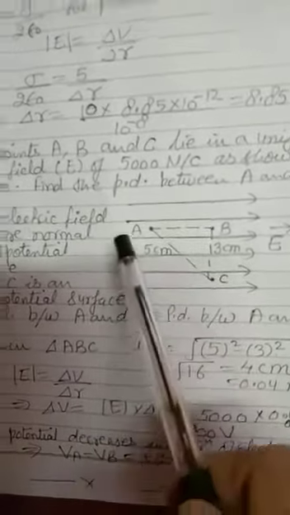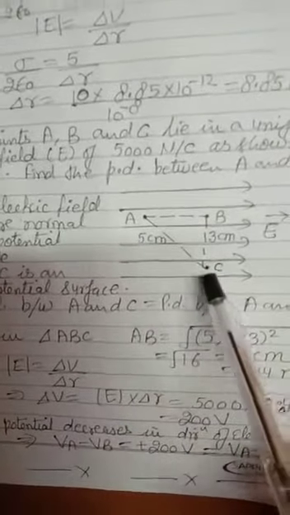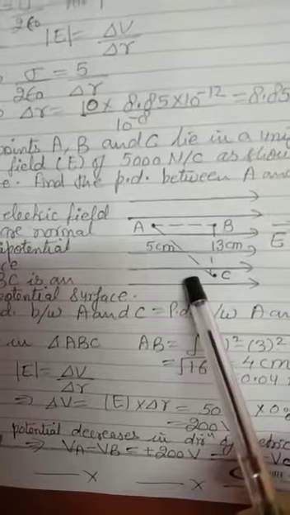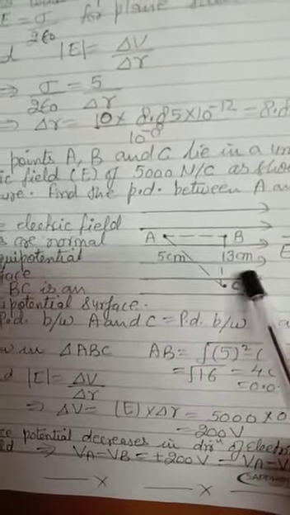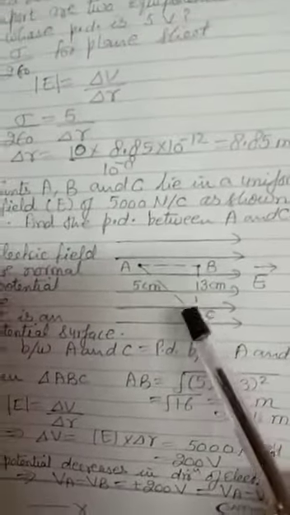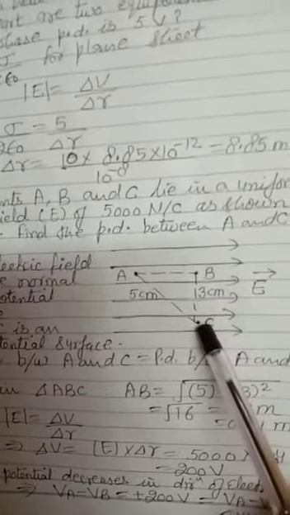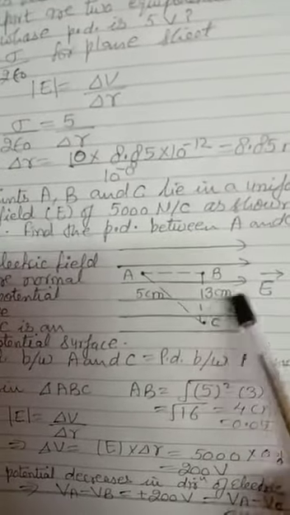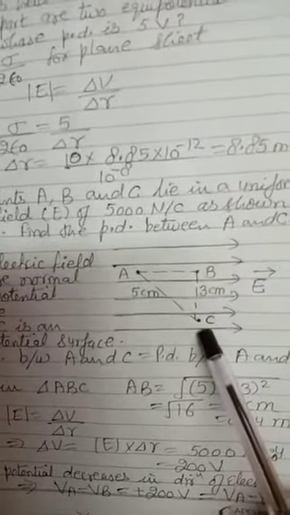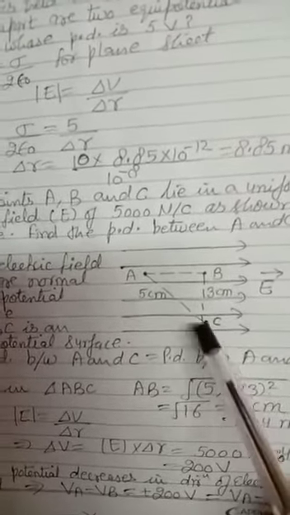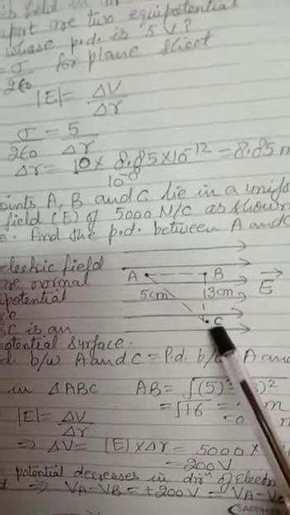And in the last question, the electric field is given and three points A, B and C are given. AC is 5 centimeter, BC is 3 centimeter, AB is not given, and we have to calculate the potential difference between A and C. If you see the diagram carefully, the electric field is along the x-axis and BC is along the y-axis. It means BC is perpendicular to the electric field, so BC is by definition an equipotential surface. So the potential at B and the potential at C will be equal.